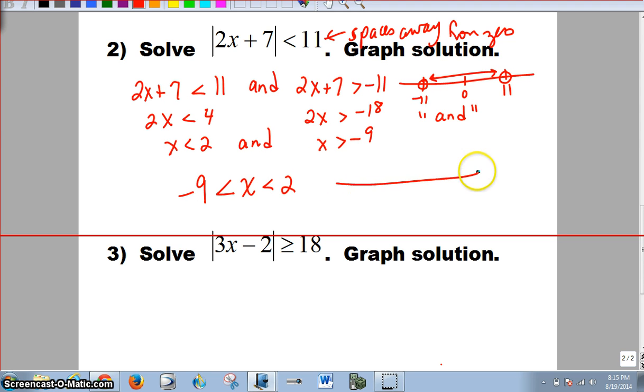And if we want to graph our solution on the number line, we want to say, okay, if here's 0, there's 2, there's negative 9. We want to put open circles at 2 and negative 9 because we are not including 2 and negative 9, and you want to shade everything in between. Okay, so we're going to do another example now.